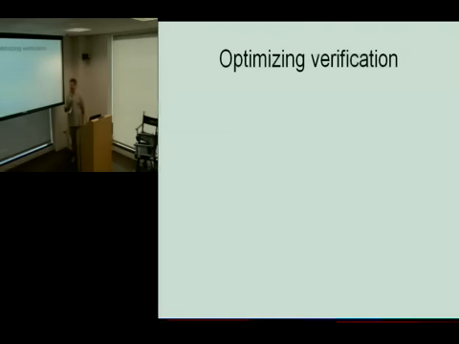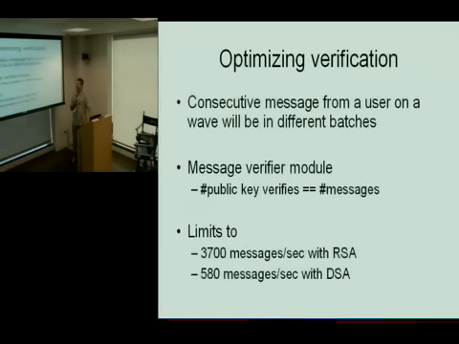The next part is how do you optimize verification? Verification's a lot harder to optimize because in practice, if the user sends consecutive messages on a wave, because of latency, they'll probably be in different batches, which means that the number of public keys that a federated server has to verify is roughly equal to the number of messages that are sent on the wave.